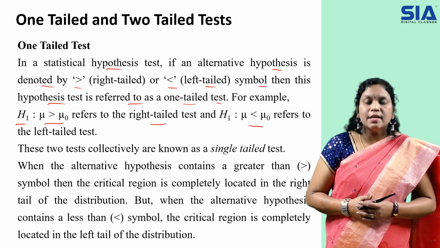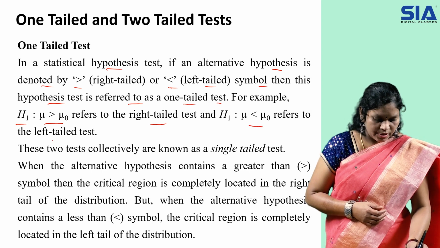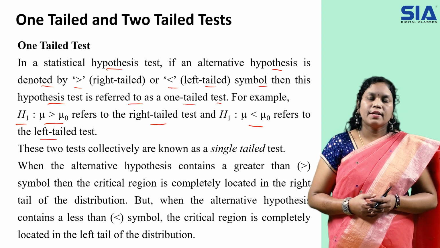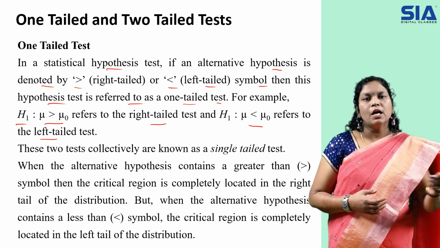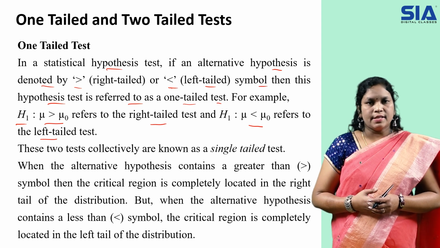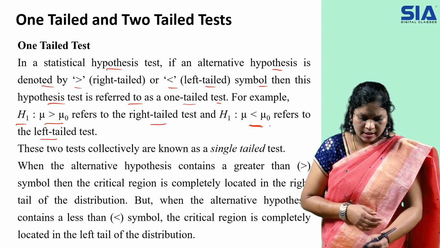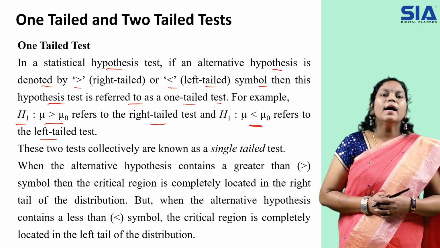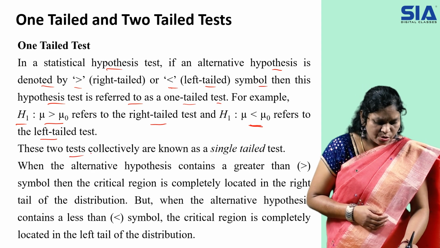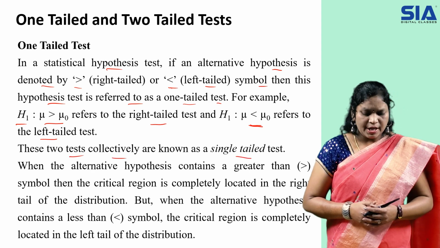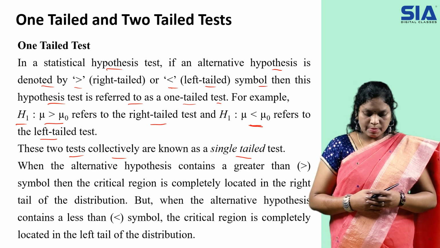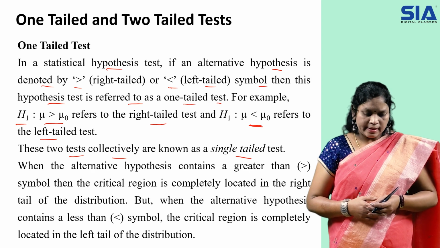Similarly, if you have H1: mu less than mu naught, that refers to a left tail test, because whenever we plot the graph, alpha will fall into the left side. So we call it a left tail test, and in the alternative hypothesis we get the symbol as less than. So that is your one tail test, either left tail or right tail, based on the symbol. These two tests are collectively known as the single tailed test, because only a single tail is used at a time.